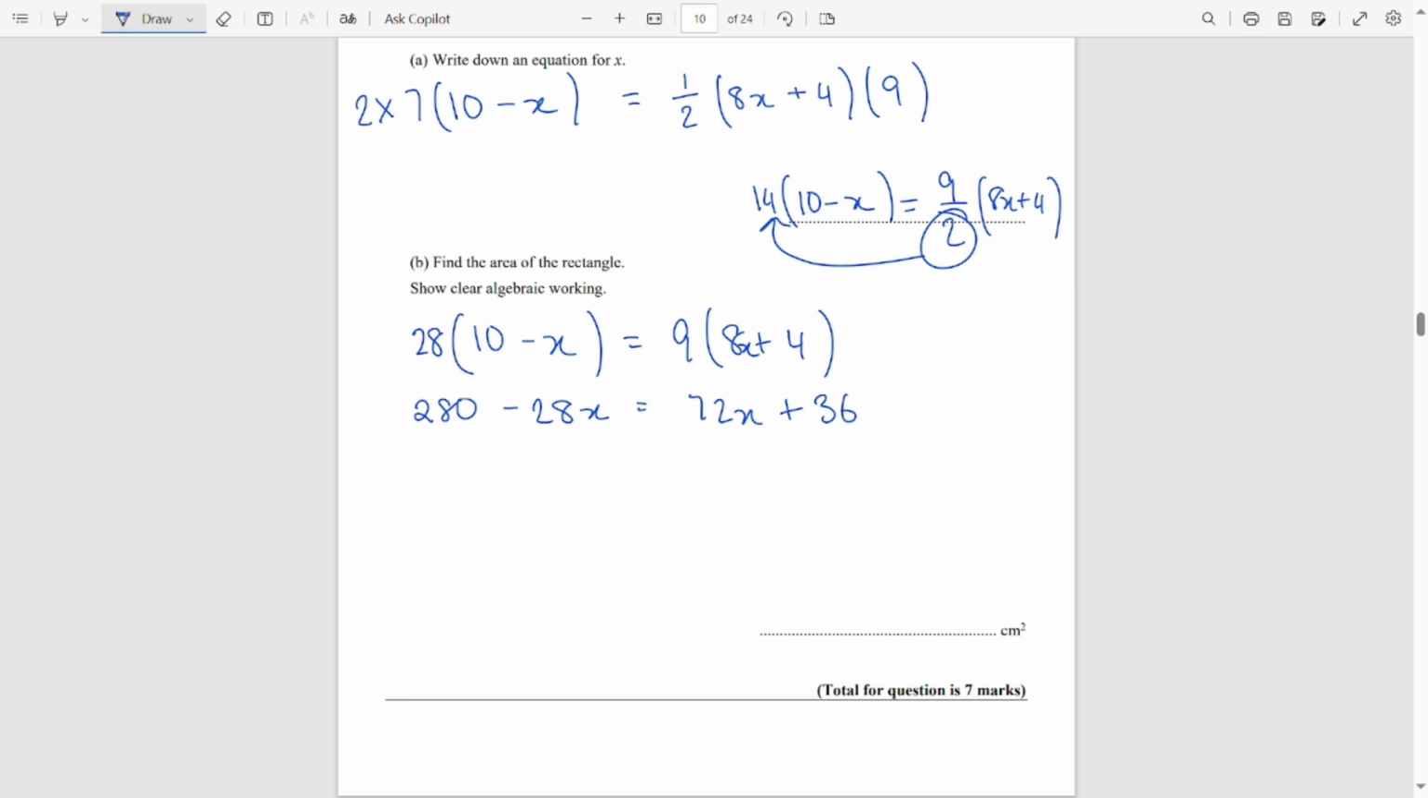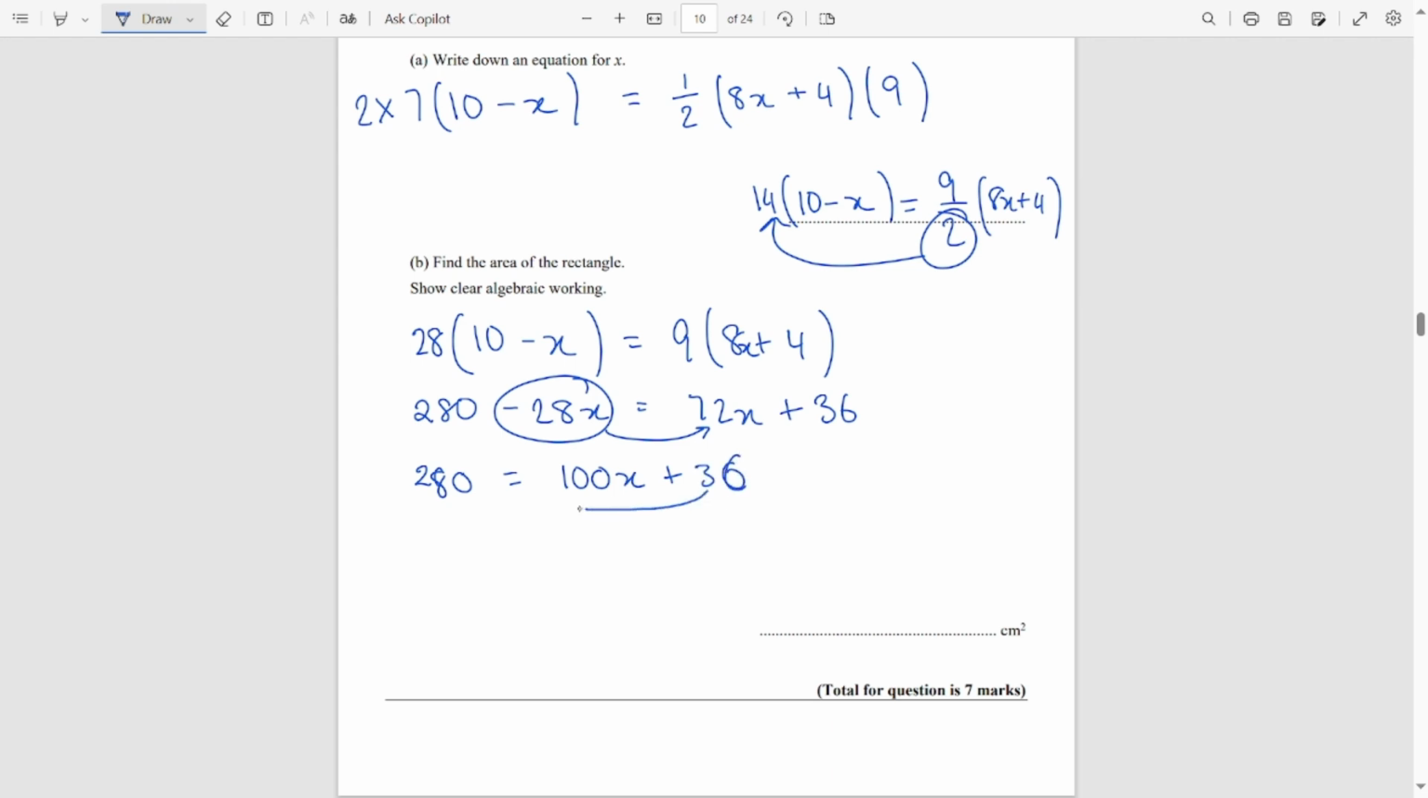And now we're trying to solve this equation, so I'm going to get all my values that have x onto one side and all of my values that have y onto the other. So what I would do is I would choose to leave that 72x where it is, and I'm going to take this 28x onto the other side and add it, which is 100. So this is 280 is equal to 100x plus 36.